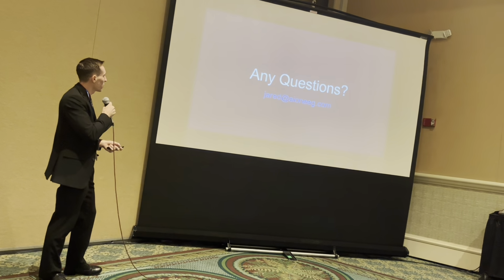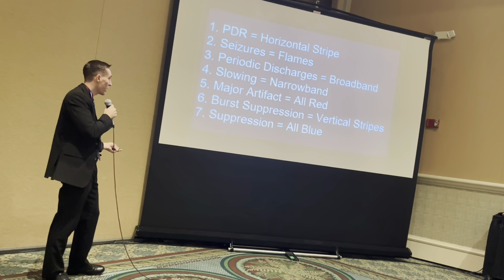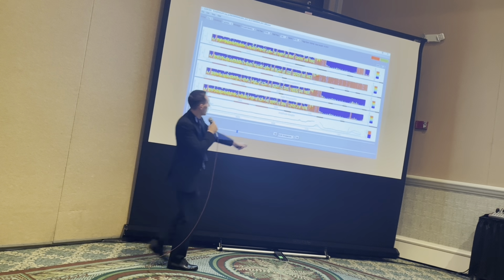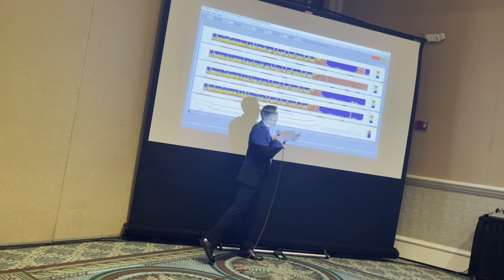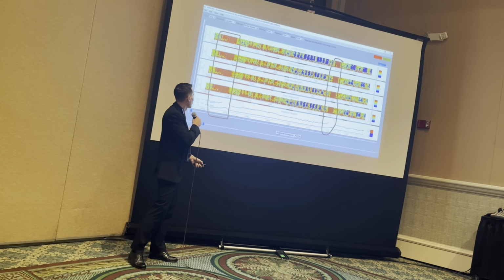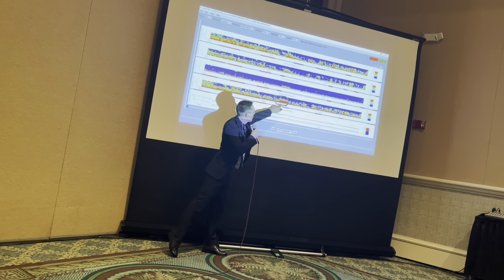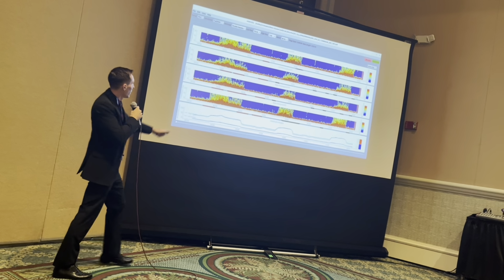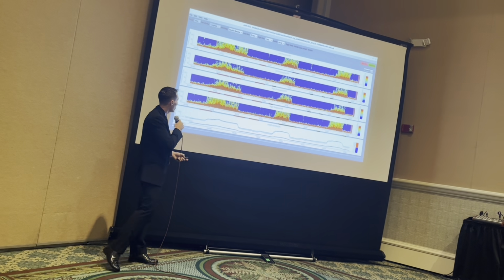And then the next one, we have seizures, which look like flames. We got a flame here, which eventually turns into artifact, for the generalized tonic-clonic seizure. We got a focal flame here in the right temporal region to show a focal seizure. And we have these generalized seizures of this patient in the ICU as well.